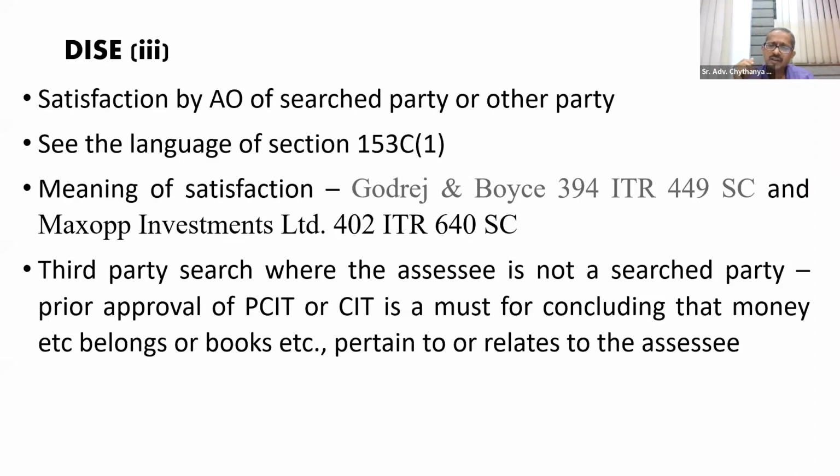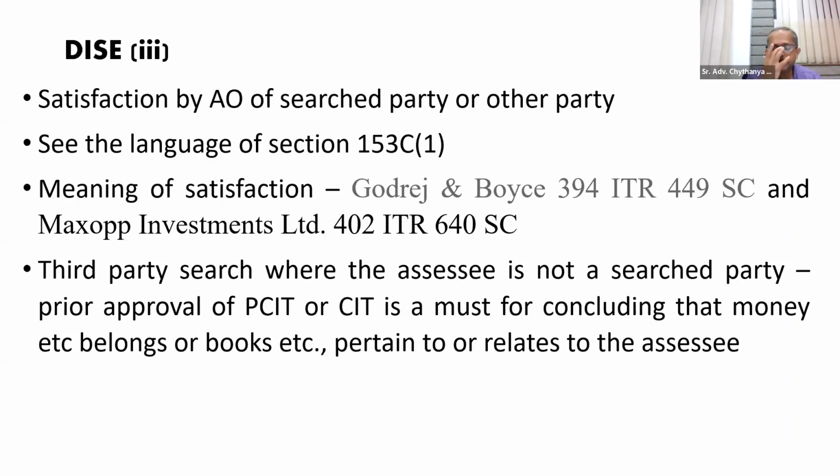In somebody else's case, the search takes place or requisition takes place under 132A. Either assets are found which belong to you, or the books of account and documents or evidences are found which pertain to you, or the information therein is found relating to you. In which case, there is a case of deemed information suggesting escapement. But then, look at the language here. The assessing officer is satisfied with the prior approval of the principal commissioner.